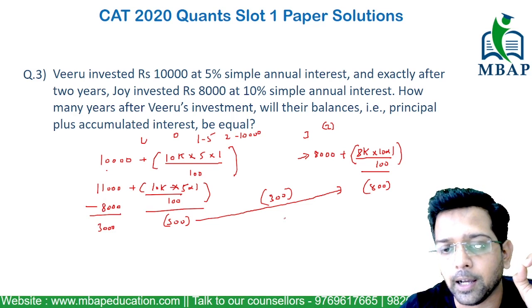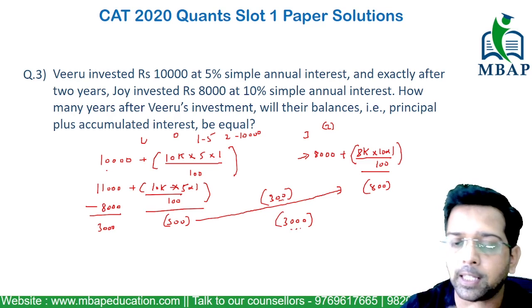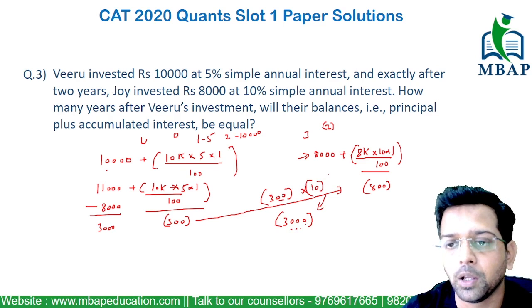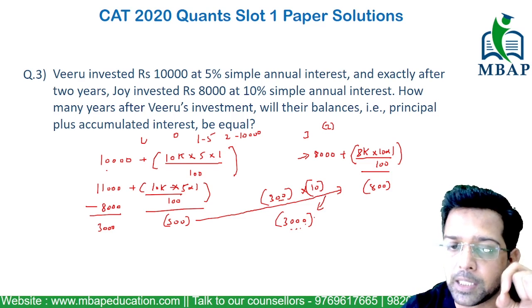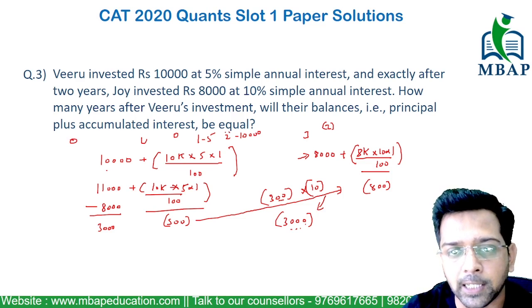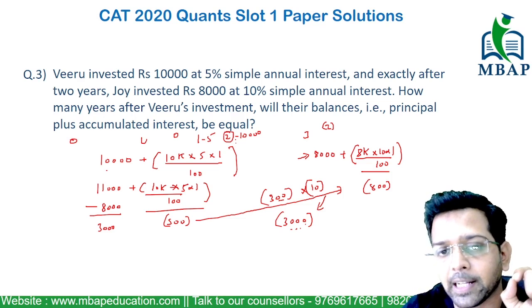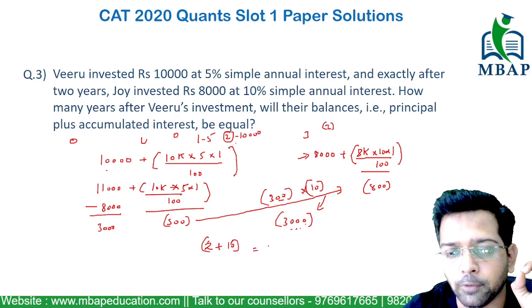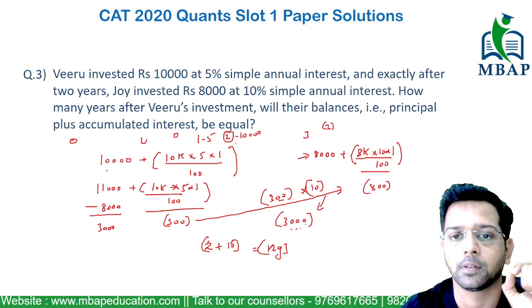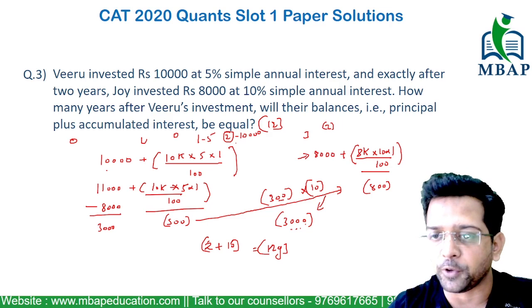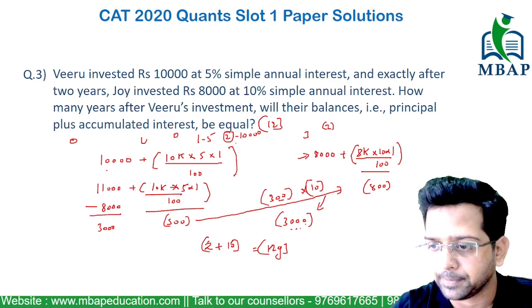So it's like you have to make 3,000 overall. Every year you're getting 300 rupees. So obviously after 10 years, you will reach this level of making 3,000. So after 10 years, the value will be the same. But if I look at the inception year, I had already discounted 2 years. So my final answer will be 2 years from the beginning, and 10 years later, my total answer will finally be 12 years. This answer will basically be 12 years.